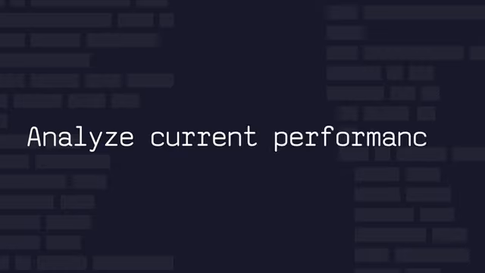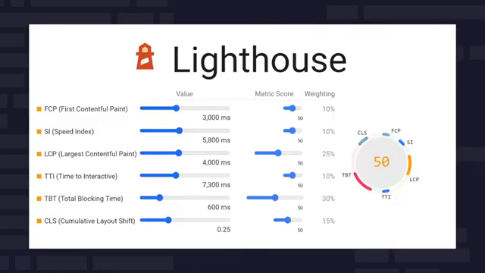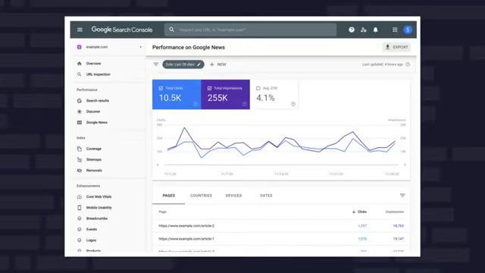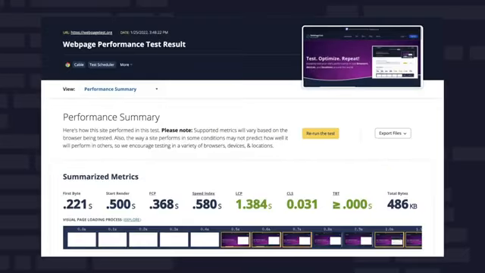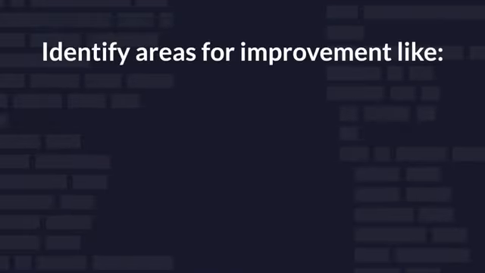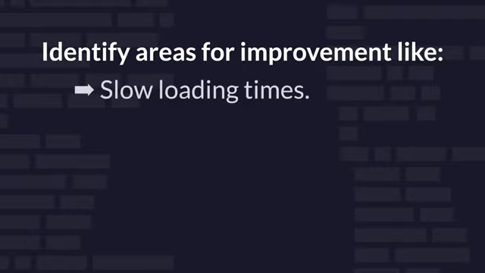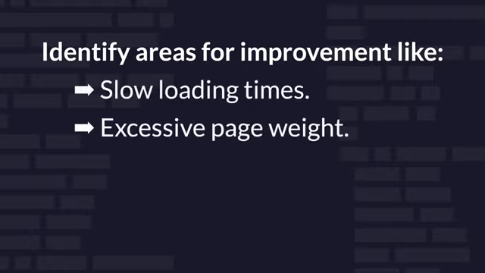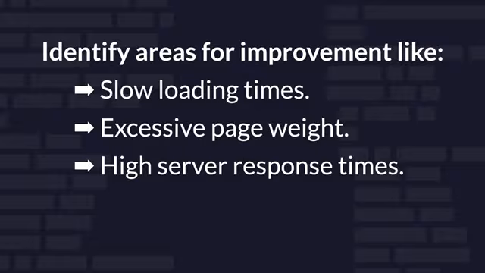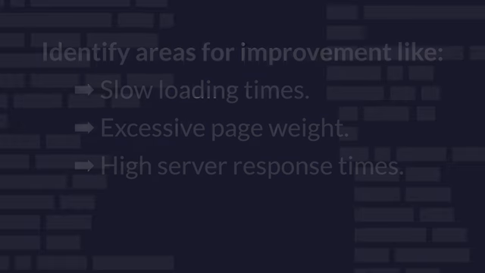Analyze current performance. Use tools like Google Lighthouse, Google PageSpeed Insights, Google Search Console, or WebPageTest to evaluate your website's current speed and performance. Identify areas where improvements are needed, such as slow loading times, excessive page weight, or high server response times. These insights will help you prioritize and set specific goals.